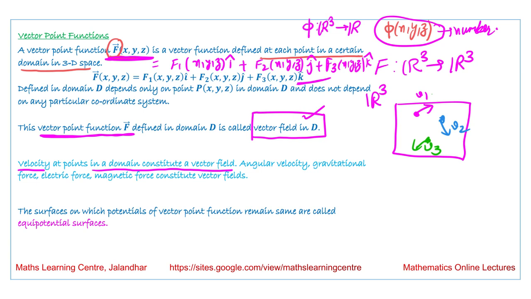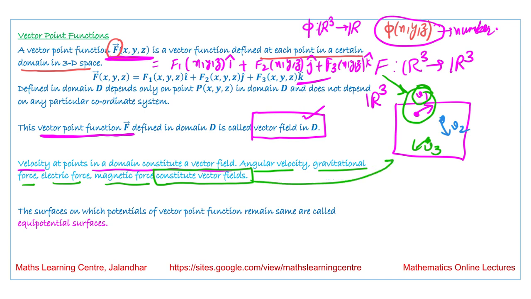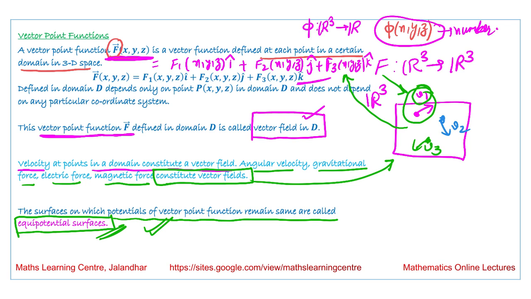So at each point this function is giving a value and it also has a vector quantity. Similarly, we are talking about angular velocity, gravitational force, electric force, magnetic force. These all constitute vector fields, that is, their answers are also vector quantities. And the surfaces at which potentials of vector point functions remain the same are called equipotential surfaces.